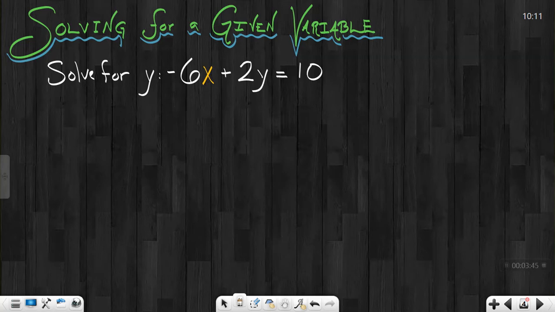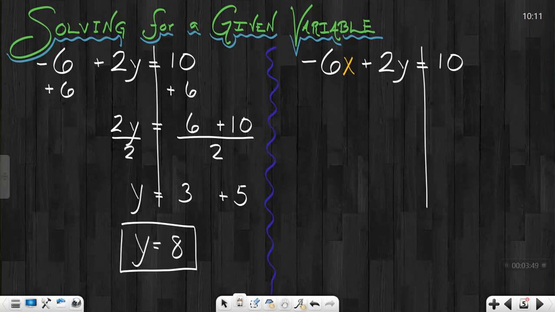Now there's an x in there. I've got both x and y, but I'm still asking you to solve for y. Well, in the same way that we solved for y here, I'm going to do the same thing. Notice our steps. The first thing I did was add 6 to both sides because that's the opposite of minus 6. Well, here I want to get y alone.